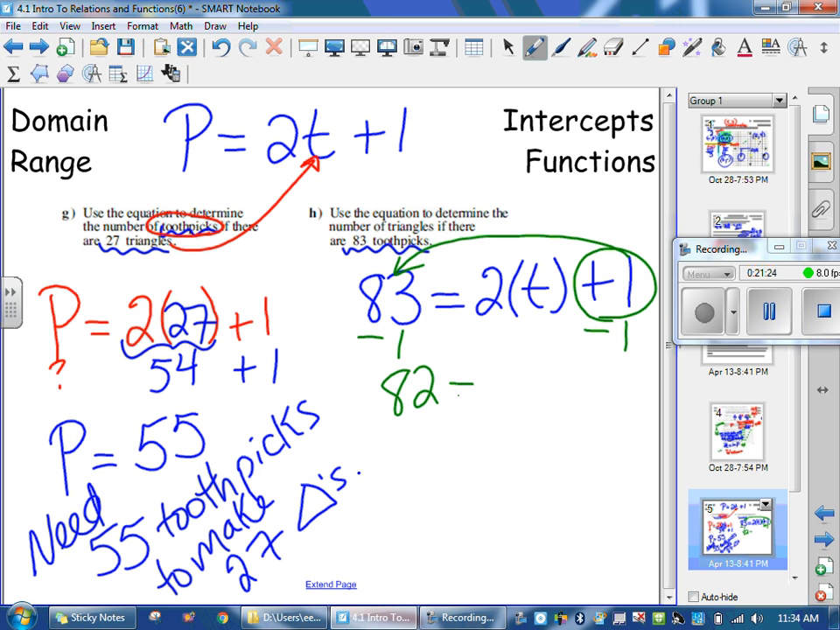82 equals 2 triangles. Now what do I have to do? Very last step, what would you say? Yes, divide by the number in front of the variable. Now why are we dividing? Because they're sitting side by side, meaning multiplying. You're doing the opposite function. So you've got to do it to both sides. So you're going to say t is 41. You have 41 triangles you could draw.